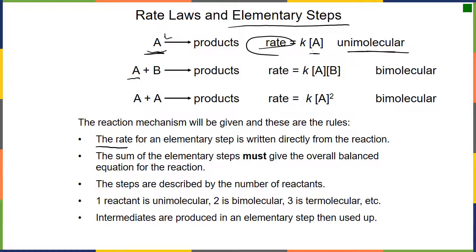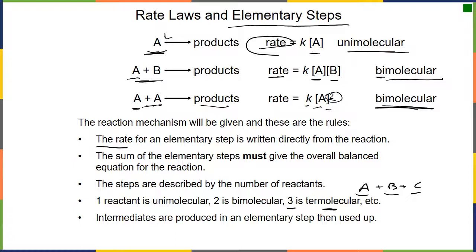For the next one, we have an A plus a B, meaning that these two have to come together and collide to make products. So our rate is going to be how fast A can find itself some B. This is going to be two reactant molecules involved, and we say this is bimolecular. We could even have two A's going together to make products. Our rate is now going to be how fast each of these A's come together, hence A squared. Because this is still two reactant molecules, this is also bimolecular. If we had an A plus a B plus a C, we would have three different things, and our step would be termolecular, three things coming together.